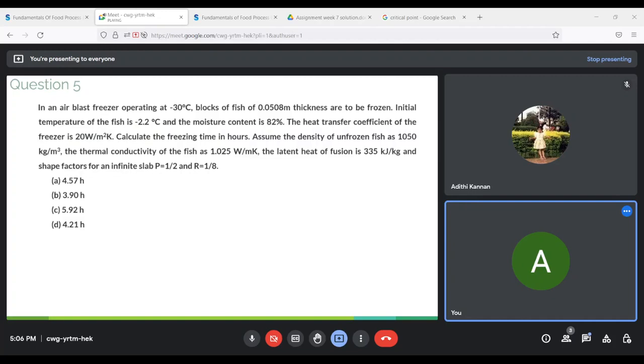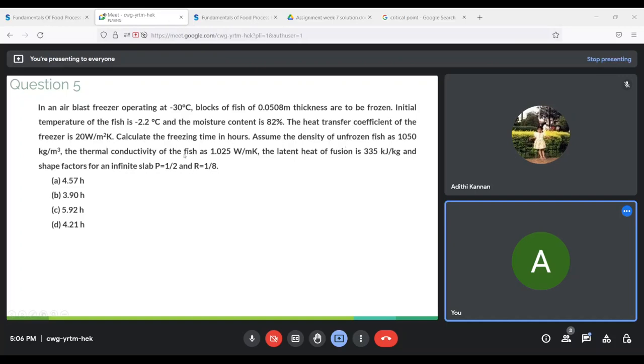So question 5 will move on to numerical. In an air blast freezer operating at minus 30 degrees Celsius, blocks of fish of 0.0508 meter thickness are to be frozen. The initial temperature of the fish is minus 2.2 degrees Celsius and the moisture content is 82%. The heat transfer coefficient of the freezer is 20 watt per meter square Kelvin. Calculate the freezing time in hours and assume the density of the unfrozen fish as 1050 kg per meter cube.